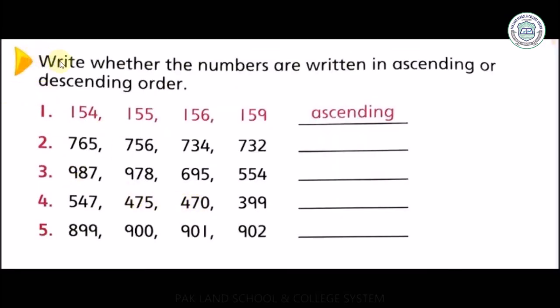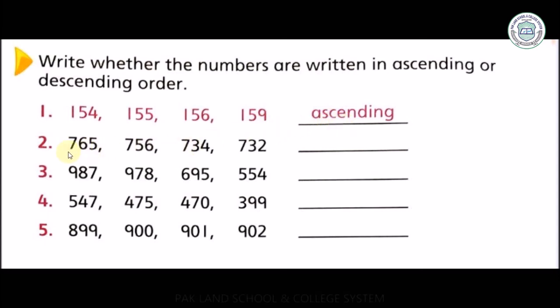Next topic we have: write whether the numbers written are in ascending or descending order. So we have different examples of ascending and descending orders. You have to write in this column either ascending or descending. First example is written 154, 155, 156 and 159, and that is in ascending order. We have to write ascending here.